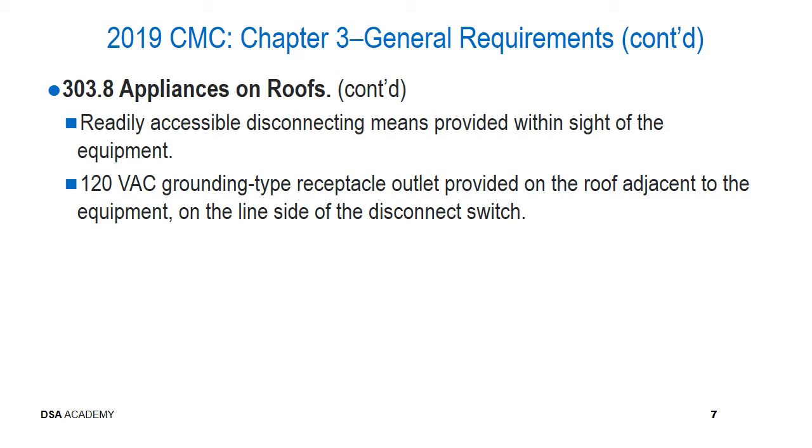Additionally, as we previously discussed, for other equipment not located on roofs, a 120 volt AC grounding type receptacle outlet has got to be provided on the roof, adjacent to the equipment, and on the line side of the disconnect switch for the same reasons we previously stated, which is providing the ability for the maintenance or service personnel to plug in maintenance or service equipment that they might need in the performance of their duties.